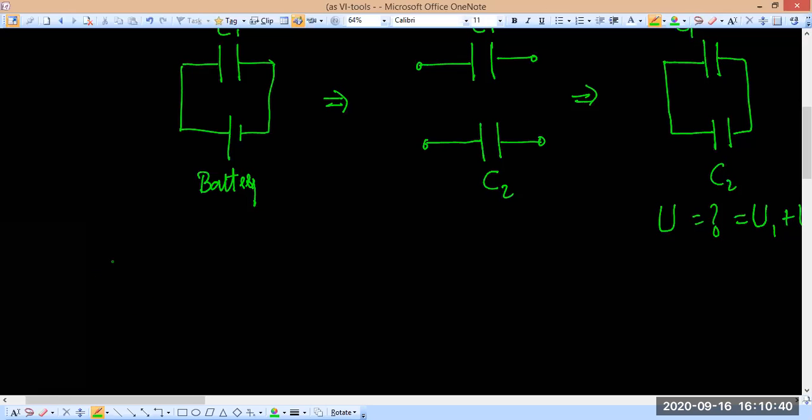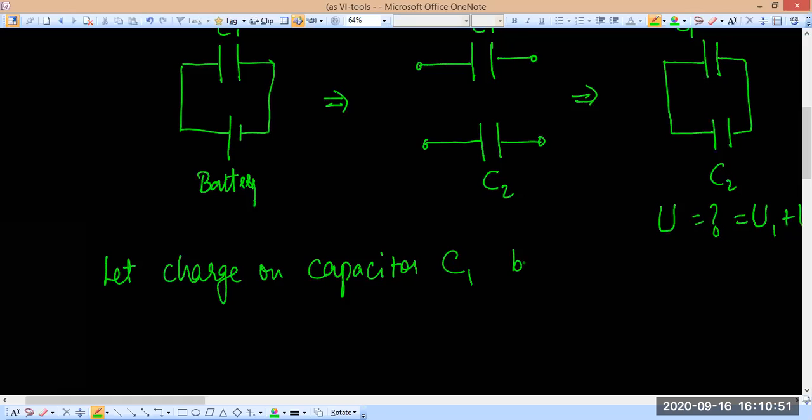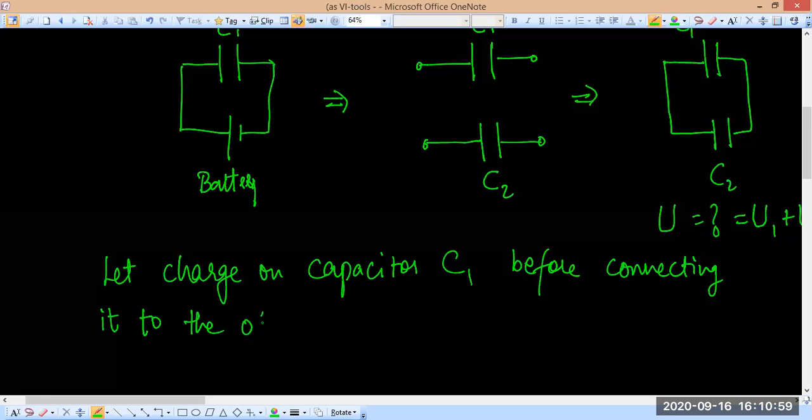Okay, so let the charge on capacitor 1, before connecting it to the other capacitor, be Q.